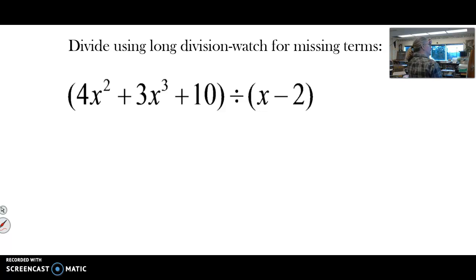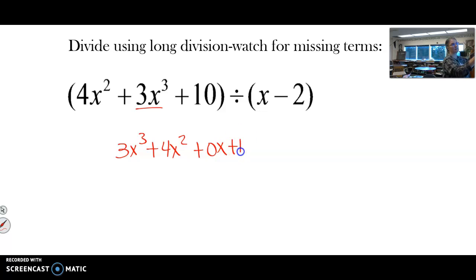All right, let's do another example. Again, we're watching for missing terms, and this one's a little bit more tricky because it's not in descending order. This is my lead term. So I'm going to write down the 3x cubed and then 4x squared. And I have a missing x term, so I'm going to put 0x plus 10. And we're going to divide by x minus 2.